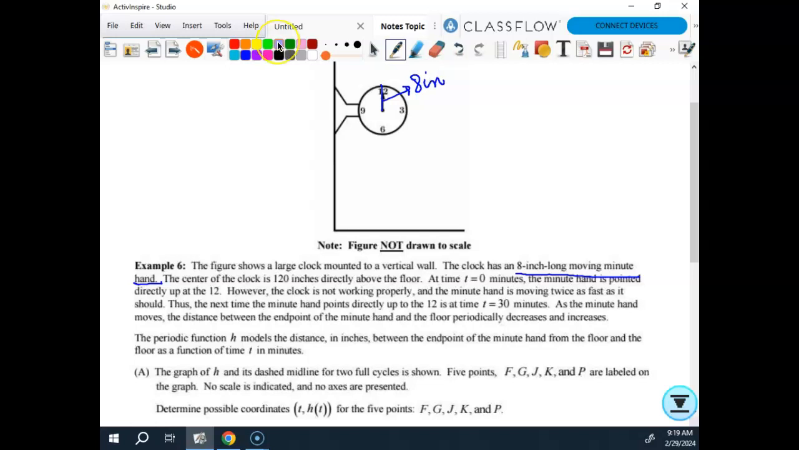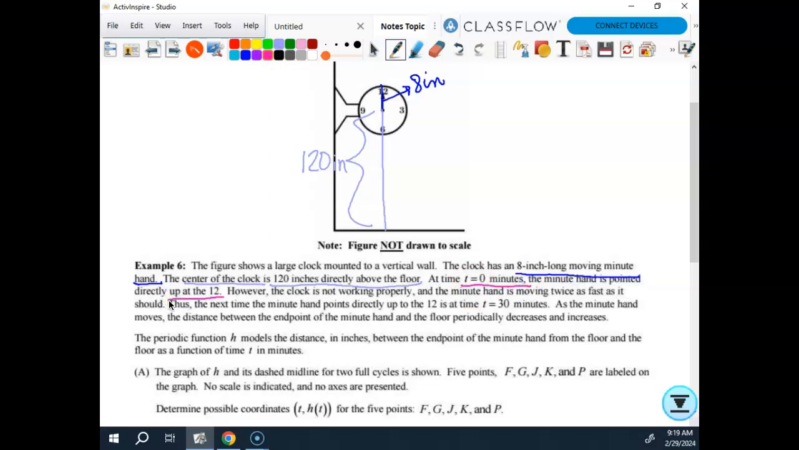The center of the clock is 120 inches directly above the floor. Here's the center of the clock. This right here is 120 inches. At time t equals 0 minutes, the minute hand is pointed directly up at 12.